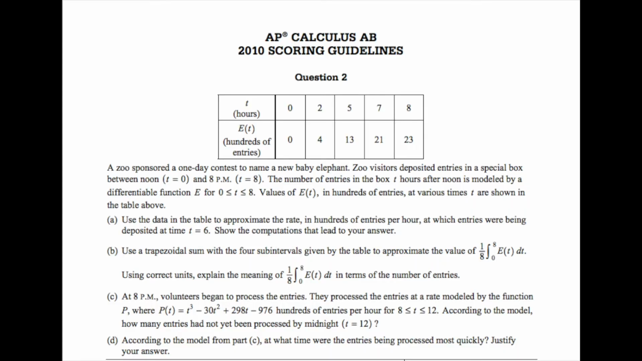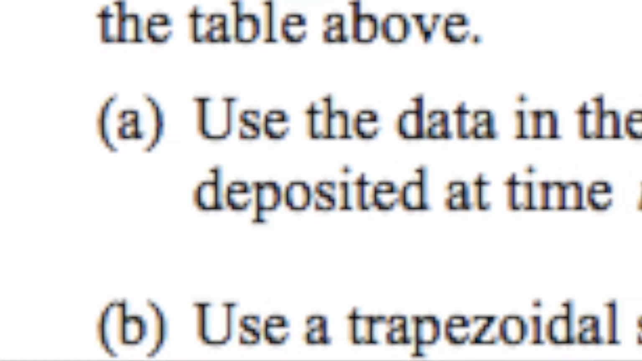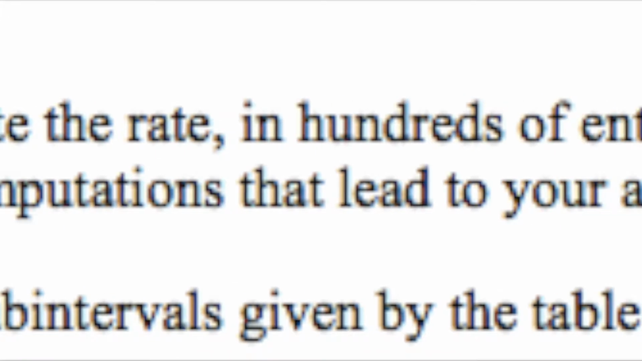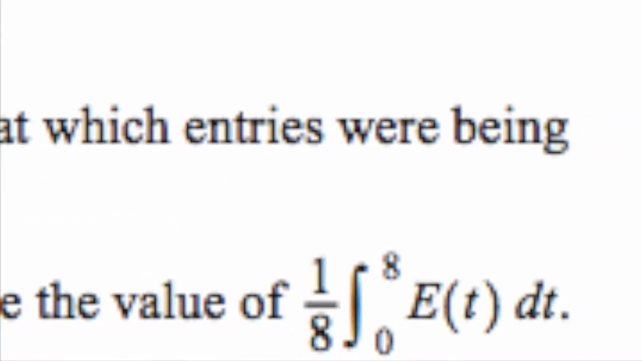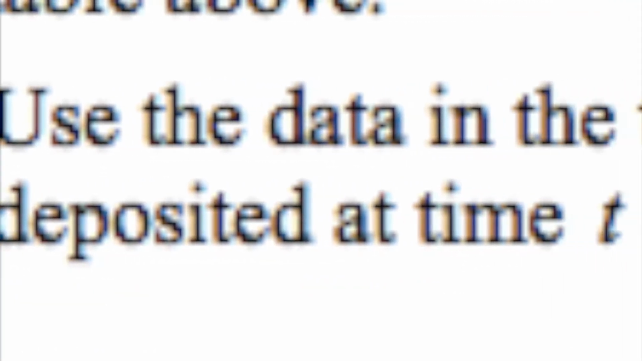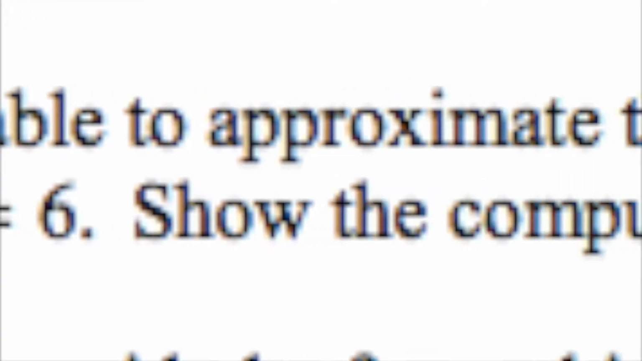Let's look at our questions. Part A says, use the data in the table to approximate the rate, in hundreds of entries per hour, at which entries were being deposited at time t equals 6. Show the computations that lead to your answer.